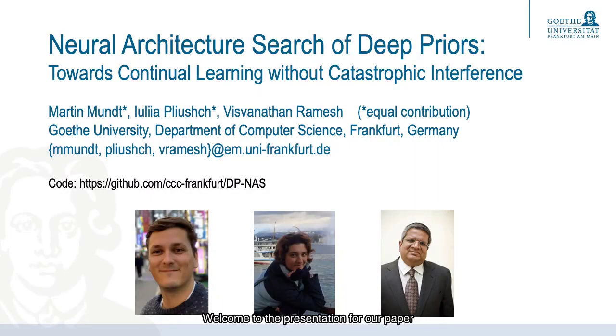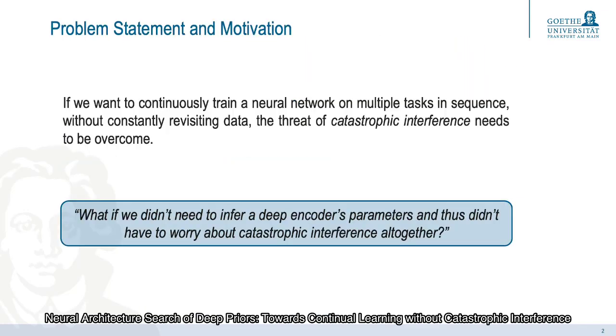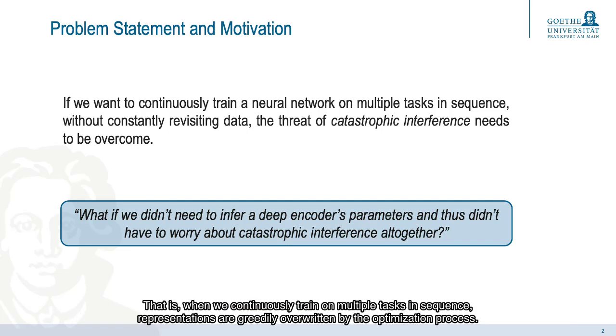Welcome to the presentation for our paper, Neural Architecture Search of Deep Priors Towards Continual Learning Without Catastrophic Interference. Prevalent literature in deep continual learning typically focuses on alleviating catastrophic interference. That is, when we continuously train on multiple tasks in sequence, representations are greedily overwritten by the optimization process.